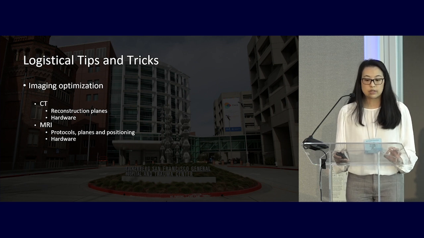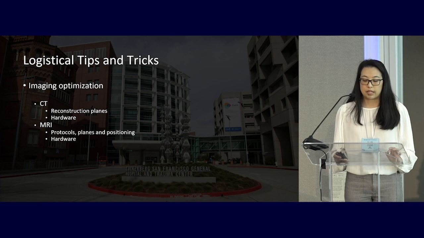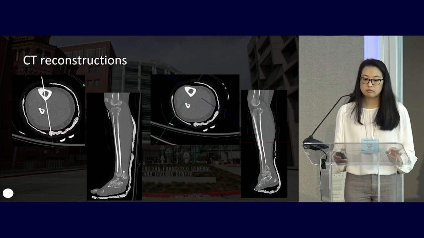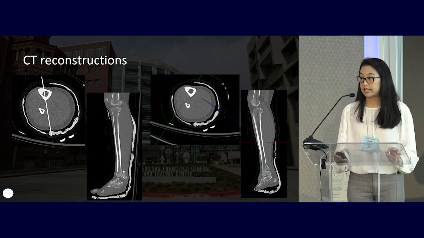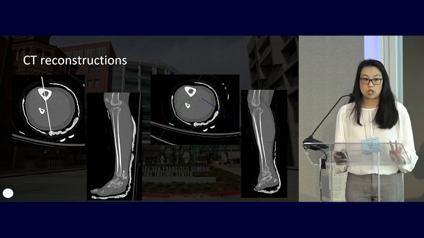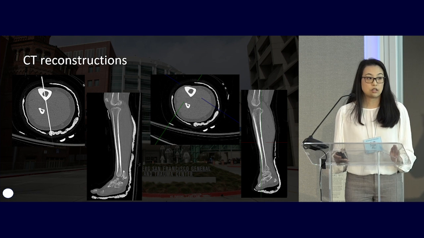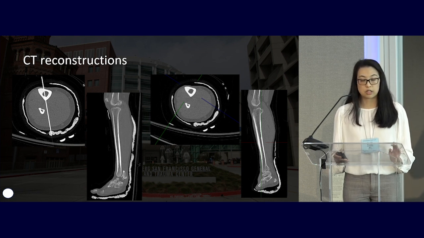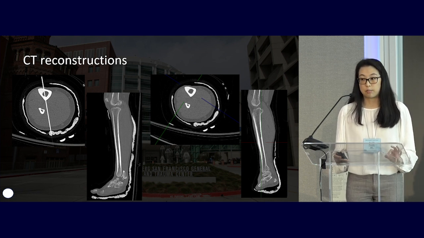And finally, we will now end on a few logistical tips and tricks and general imaging planning that will be helpful in optimizing the images you obtain. So we will begin with CT. In CT imaging, automatic reconstructions in the sagittal and coronal planes are often performed in the plane of the scanner or in the plane of the body.